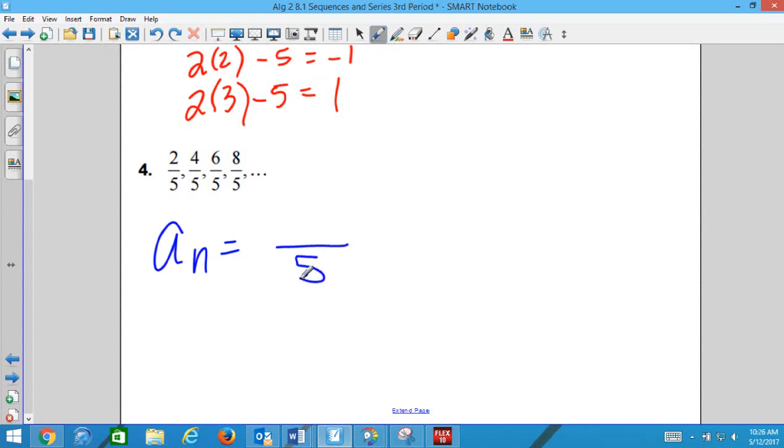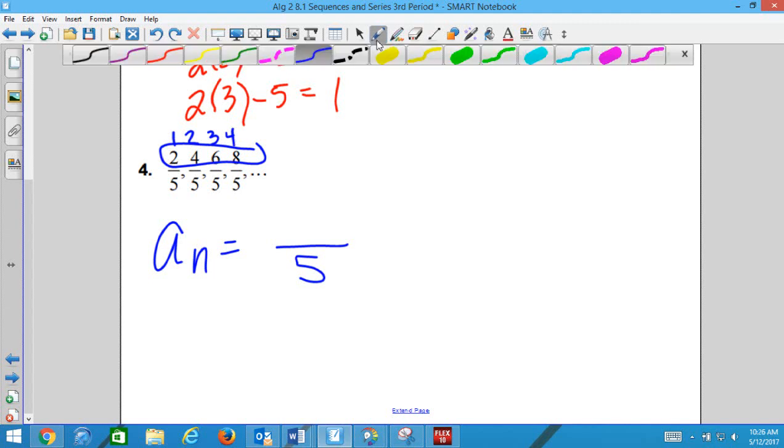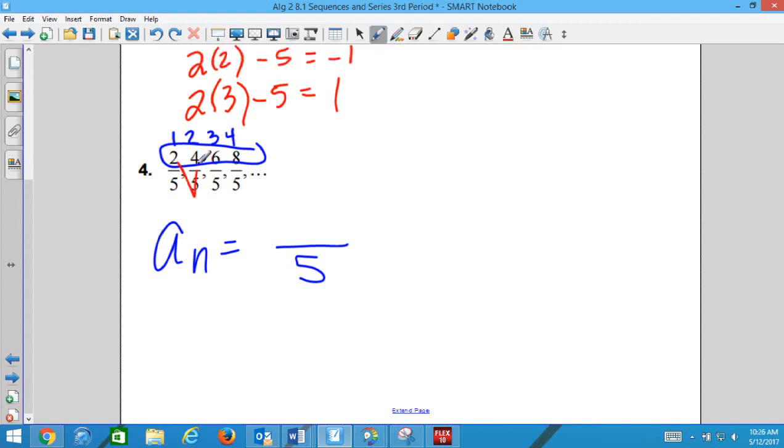So I'm only going to look at my top numbers with my input 1, 2, 3, 4. If I look at the top numbers, 2, 4, 6, 8. Is that linear? From 2 to 4, we plus 2. From 4 to 6, we plus 2. From 6 to 8, we plus 2. So this is going to be 2n. But is it 2n or do I need to add or subtract something?